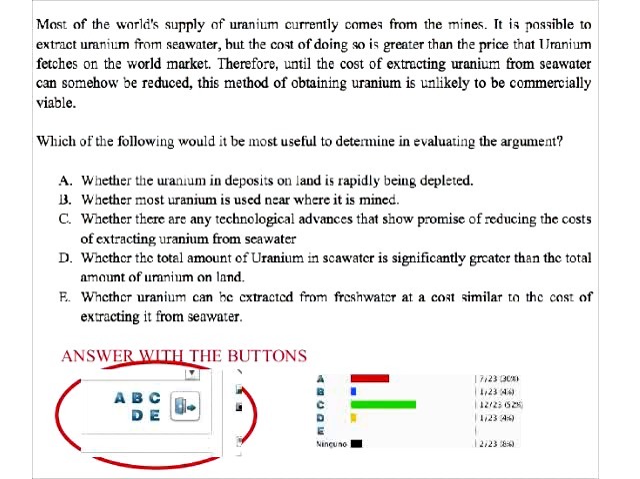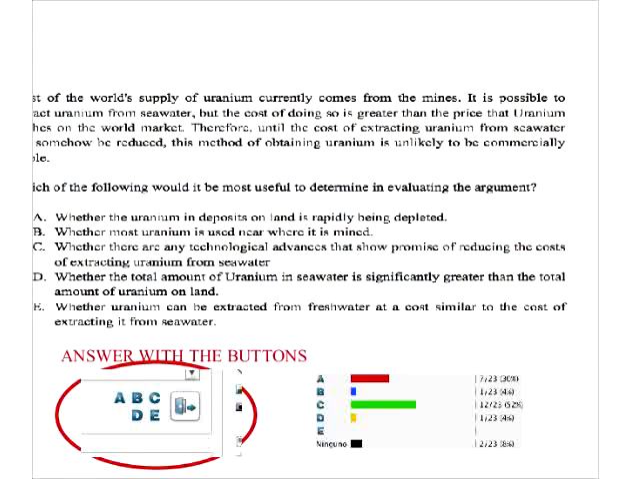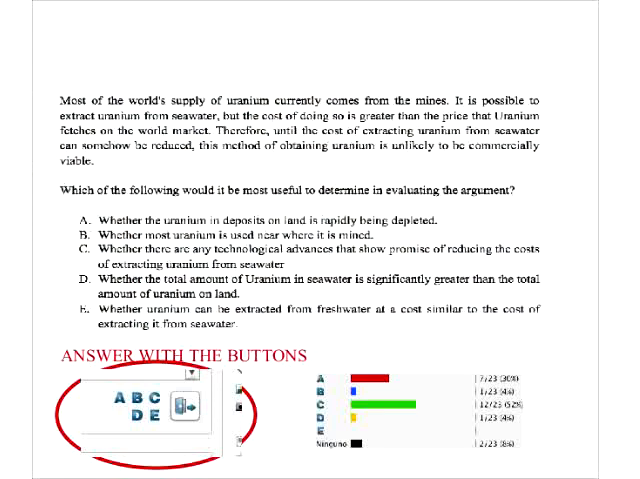The argument says "until the cost of extracting uranium from seawater can somehow be reduced." So this means that we don't care about extracting uranium from seawater because that's been excluded from the argument. The argument says that, okay, you can get uranium from seawater, but it's a lot more expensive than uranium from mines.